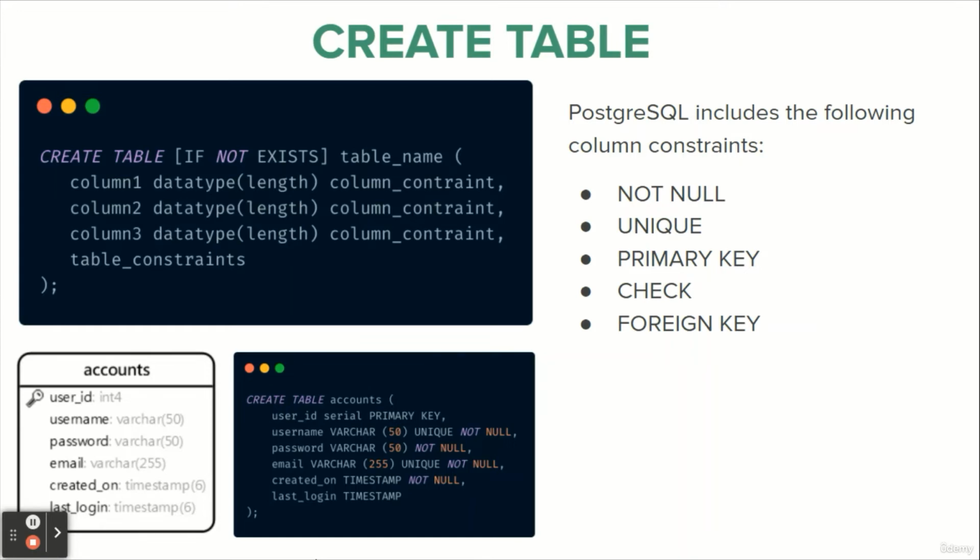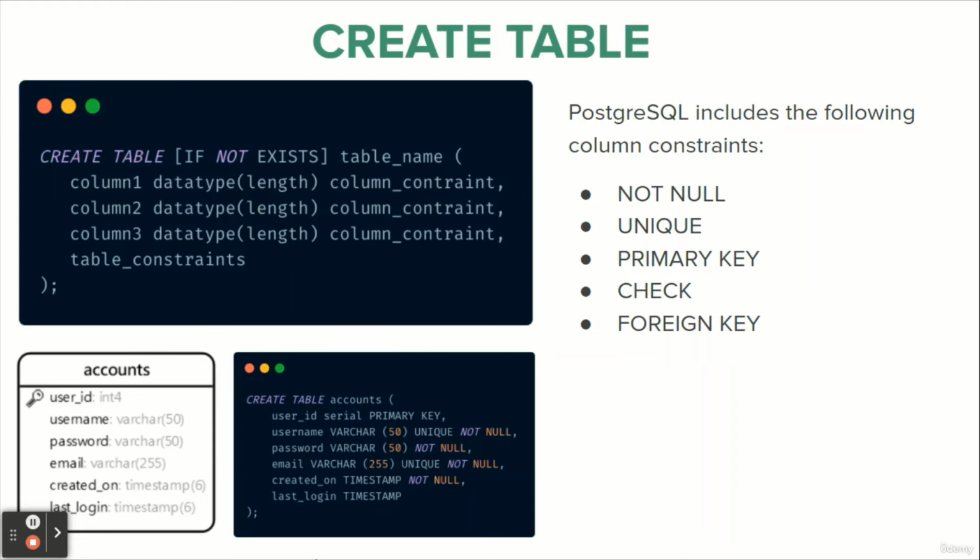Check ensures the data must satisfy a Boolean expression. Foreign key ensures value in a column or a group of columns exists in column or a group of columns in another table. Unlike the primary key, a table can have many foreign keys.